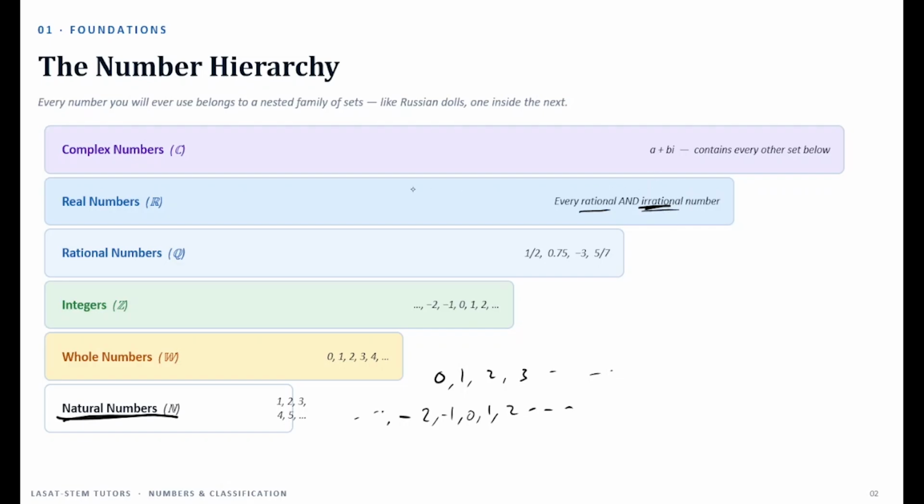Then we have complex numbers. All the numbers that we have treated, real numbers, rational numbers, integers, whole numbers, natural numbers, are also under complex numbers. It's just that for most of them, the complex or imaginary component is zero. When you are dealing with proper complex numbers, the imaginary component is not zero. So that's the number hierarchy. Natural numbers come first, which are under whole numbers, which are under integers, which are under rational numbers, which are under real numbers, which are all under complex numbers.